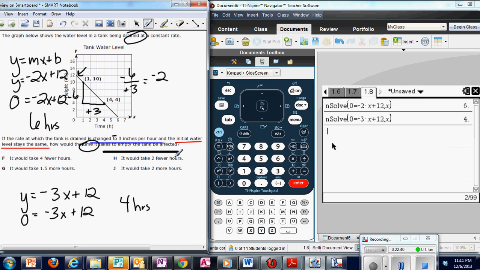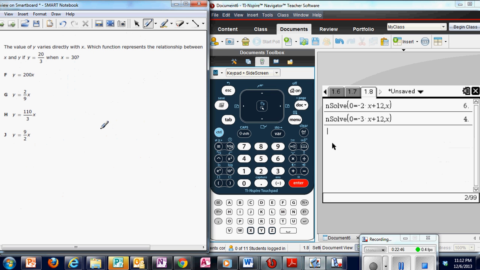Next one, the value of y varies directly with x. We have a direct variation. Which function represents the relationship between x and y if y equals 20 over 3 and x equals 30? Well, we have to remember when we work with linear equations, y equals mx plus b is our slope-intercept form.